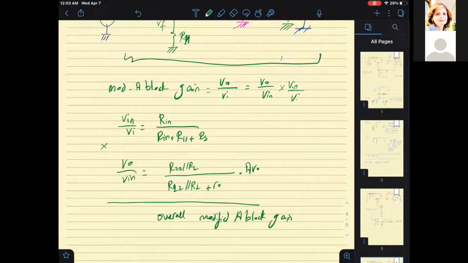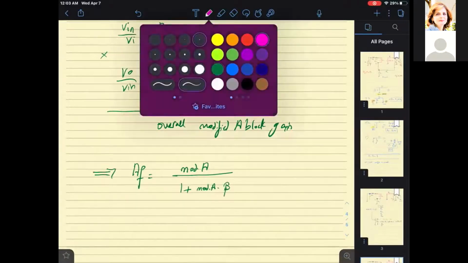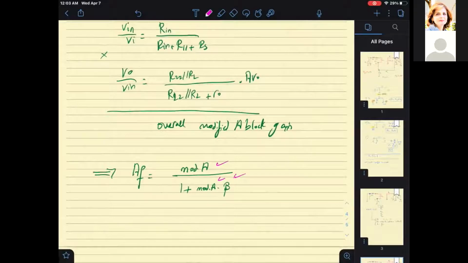Now from these quantities, I can find the overall op-amp feedback amplifier Af. Af is equal to the modified A over 1 plus the modified A gain times beta. I have those two quantities, so I am fine. It's A over 1 plus A beta.